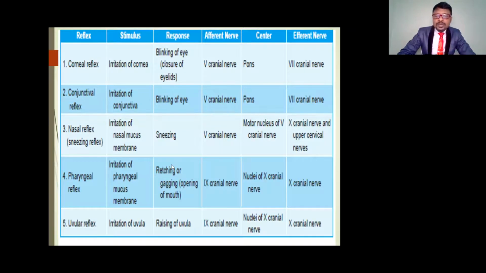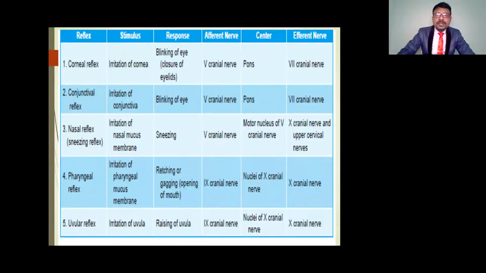So here, which one is the stimulus? Irritation of the cornea with the cotton swab. What is the response? The response will be the blinking of the eyes, the closure of the eyelids. How is the afferent neuron going? Here the afferent neuron will be the fifth cranial nerve. That means this trigeminal nerve carries the stimulus. What stimulus? Irritation of the eye.